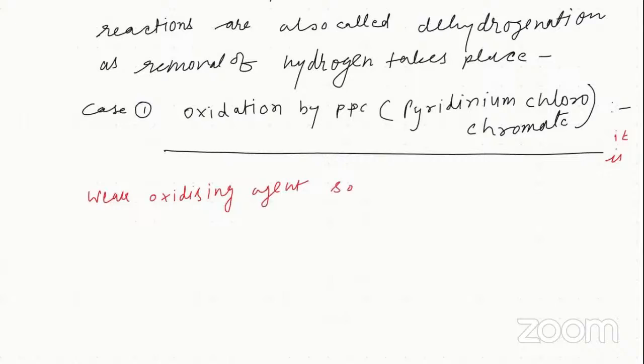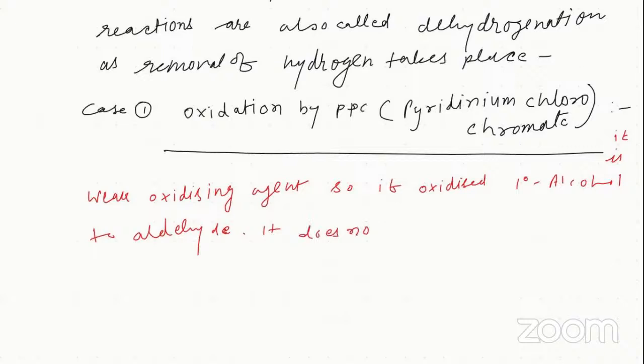So it oxidizes 1 degree alcohol to aldehyde. So it will oxidize 1 degree alcohol to aldehyde. Further, it will not do anything. What they are saying is, it does not affect carbon carbon double bond or 2 degree or 3 degree alcohol. It is a very weak oxidizing agent, so it will oxidize only primary alcohol.